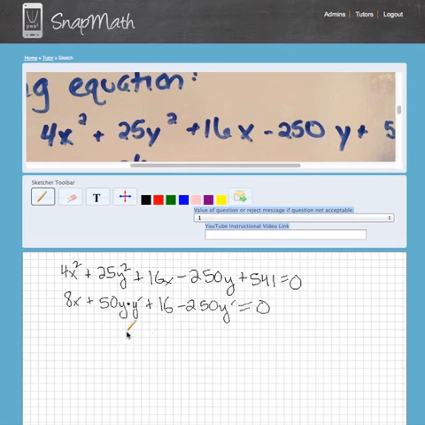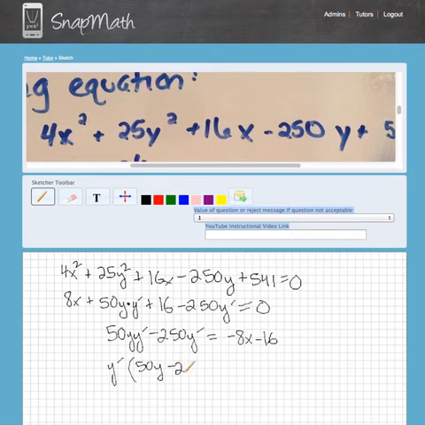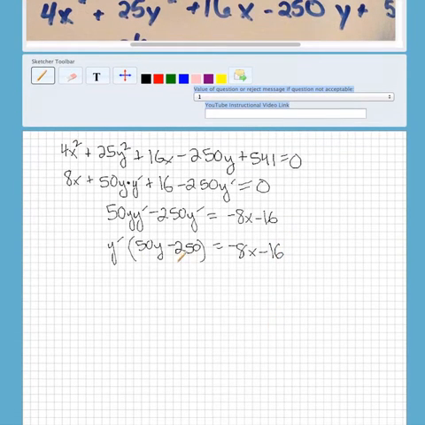it just equals 0. Okay, so what we're going to do is keep all the terms that have y prime in them on this side. So 50y y prime minus 250 y prime equals negative 8x minus 16. Then we take out a y prime, and we get 50y minus 250 equals negative 8x minus 16. Next step, we just divide by this. So we'll get y prime equals negative 8x minus 16 over 50y minus 250.